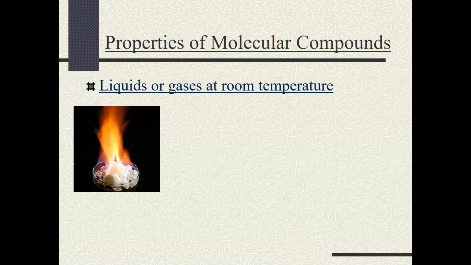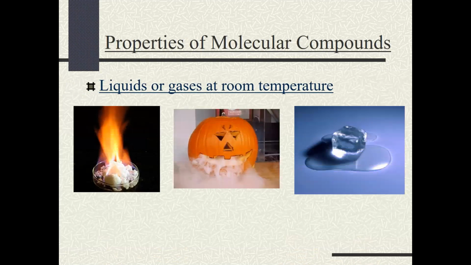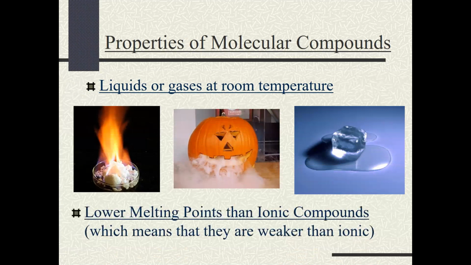So moving on, what are some properties? Well, properties of molecular compounds are they're usually liquids or gases at room temperature. There are some exceptions, but for the most part, they're either going to be liquid or gas at room temperature. Again, because we're talking about the nonmetals. They also have lower melting points than ionic compounds, which means that they have a weaker bond than ionic bonds. The sharing, remember, kind of tricks it into stability, but it's not really as set in stone as the ionic bond. Ionic bond is more permanent. Covalent bonds can be broken and reformed quite easily.